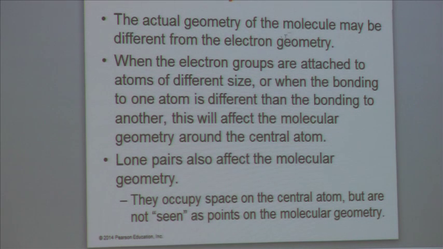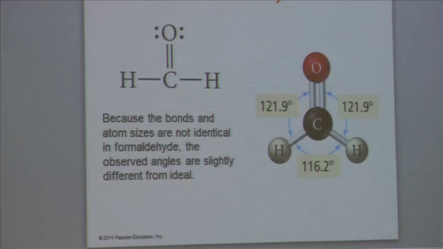And when we talk about molecular geometry, the actual geometry of the molecule may be slightly different because of the location of the lone pairs. This is not quite perfect geometry because the bonds and the atom sizes are not the same, as in C double bond O, H2, or what we refer to as formaldehyde. You know that the angle between the two hydrogens is 116, and between the carbon, hydrogen and carbon, oxygen, 121.9.